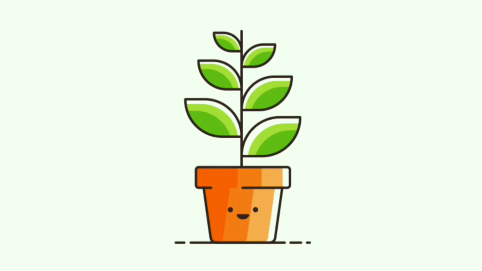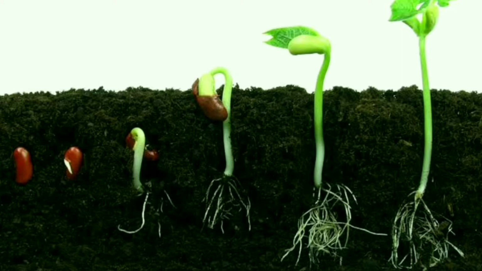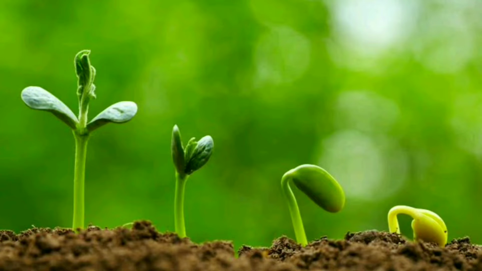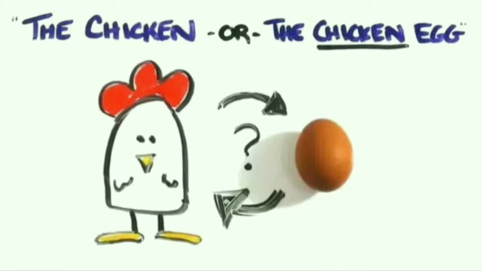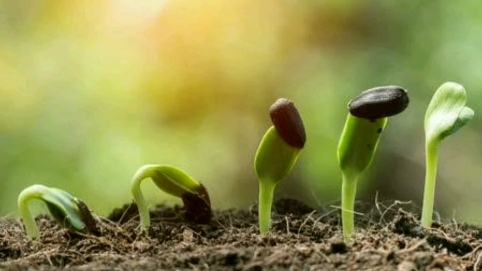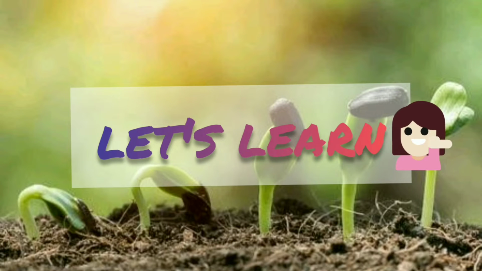It is customary to begin the study of morphology with a study of the seed, simply because the plant grows out of the seed. Beginning plant morphology with the seed is merely a convention and is not to be regarded as any attempt to solve the eternal question whether the hen or the egg came first. It is found convenient to begin with a description of the seed. Let's learn.